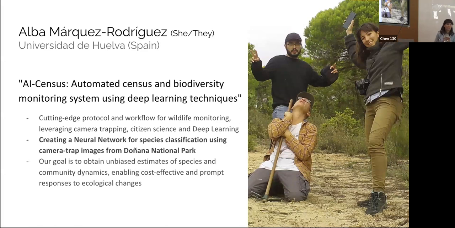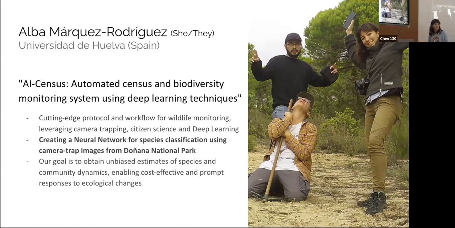Okay, so I'm Alba. I come from the University of Huelva in Spain, and I just finished my degree in computer science. About one year ago, I started working on this team and this project, which is called iCensus, Automated Census and Biodiversity Monitoring System using Deep Learning Techniques, which wants to be a cutting edge protocol and workflow for wildlife monitoring, which leverages camera trapping, citizen science, and deep learning.